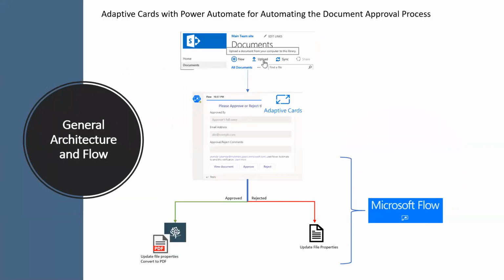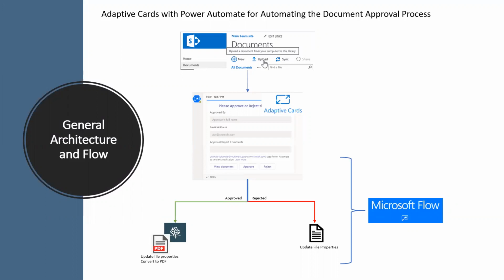I have designed a general architecture and flow so it becomes easier to visualize how we are going to drive this entire Power Automate solution. It starts with the upload of a file in SharePoint. When a file in SharePoint gets uploaded, the flow will get triggered, and by triggered, I mean that an adaptive card will be populated into the Teams channel.